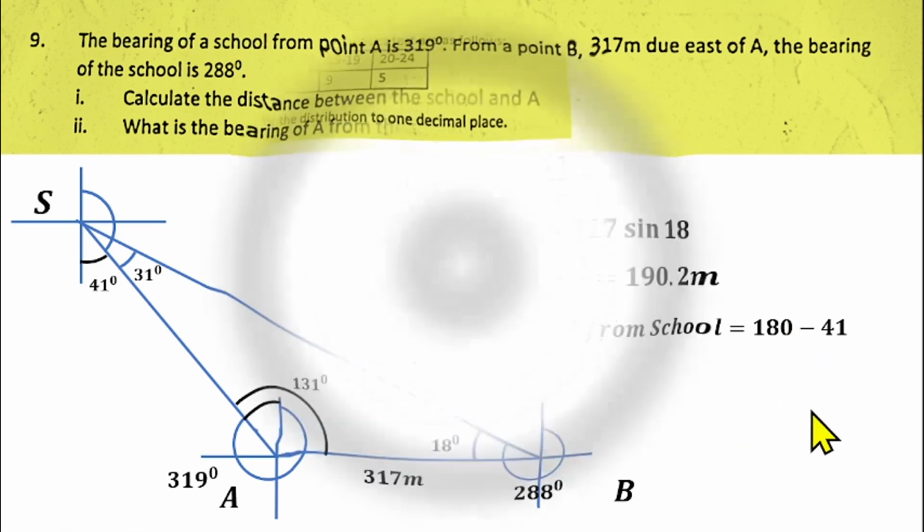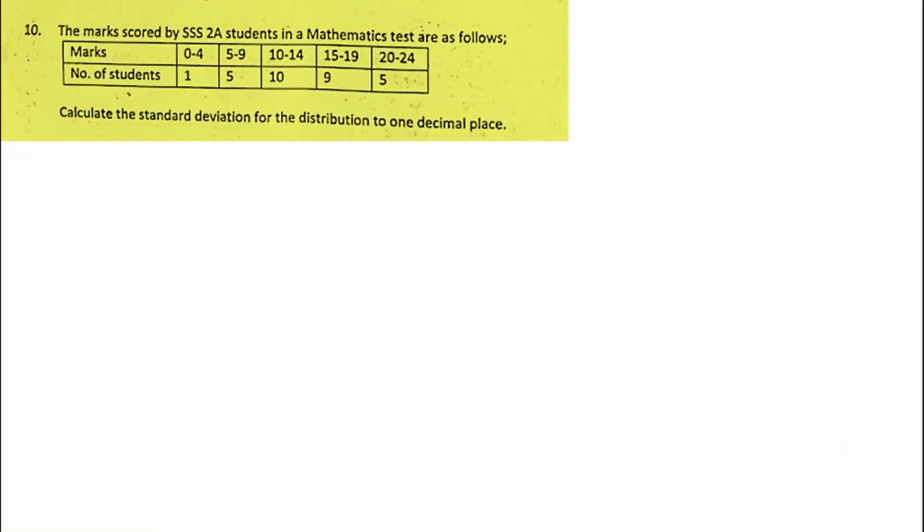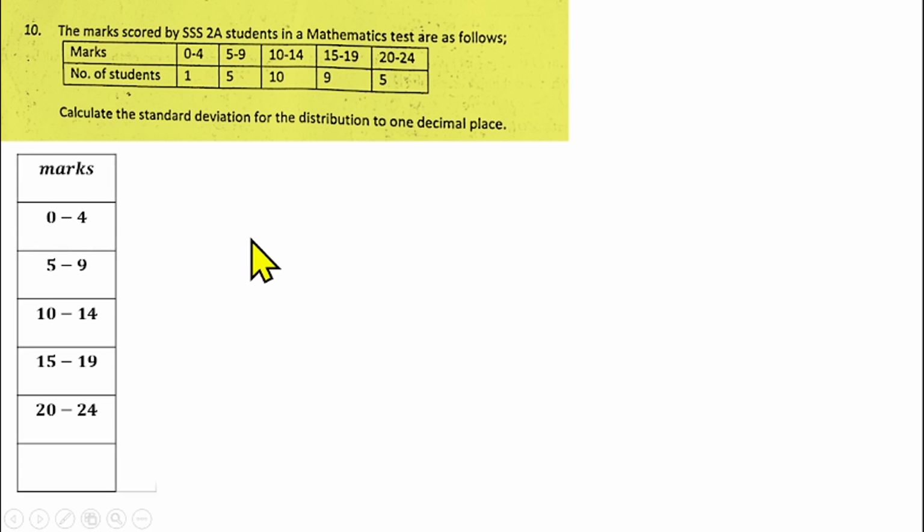Then question number 10 is from statistics. We are told that the marks scored by SS2 students in a mathematics test are as below. We have the mark, and we have the number of students. You have to calculate the standard deviation of the distribution to 1 decimal place. So we have to find the standard deviation, so we can recreate the table to look like this. Then we have mark, which is a class interval, and we have the frequency. If you add the frequency together, that gives us 30.